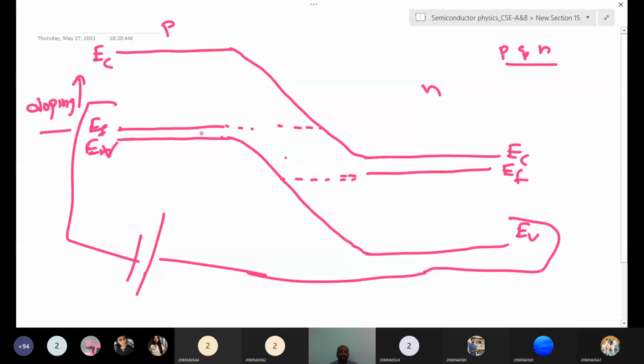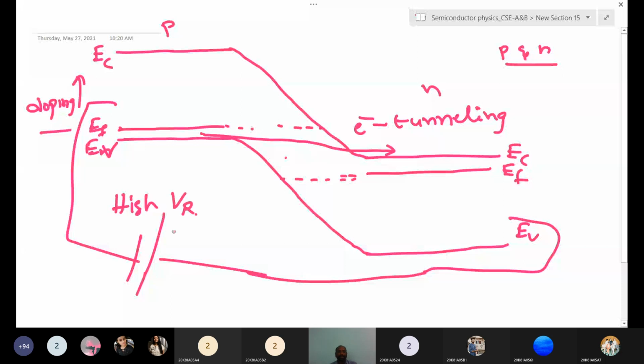Here see, electrons directly jump into the conduction band of the N-type semiconductor. This is electron tunneling. The electron tunneling process happens at high reverse bias voltage. If you increase the reverse bias voltage VR, most of the bound electrons in P-type semiconductor, instead of going to the conduction band of the P-type semiconductor, will tunnel into the N-type semiconductor.